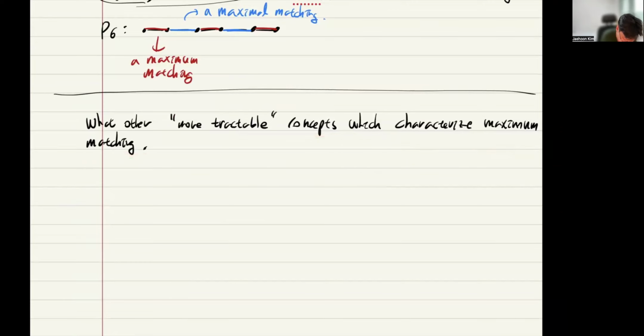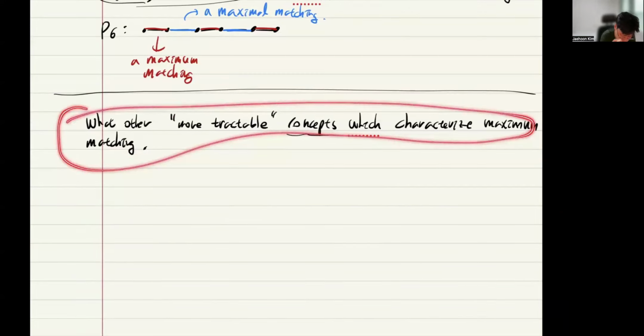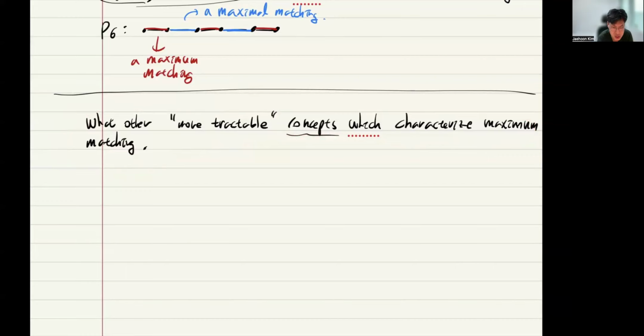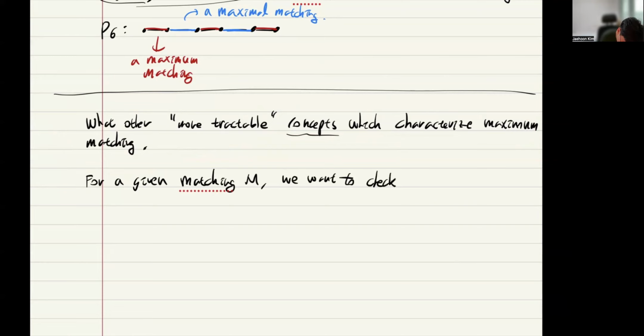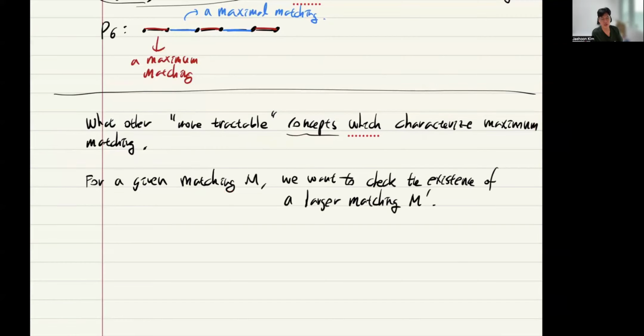Then how do we find such a concept? What we want is a characterization of maximum matching, meaning that when there is a matching, we want to know whether it is a maximum matching or not. That means for a given matching M, we want to check the existence of a bigger or larger matching than M. If there is no larger matching, then this is a maximum matching. If there is a larger matching, this is not a maximum matching.